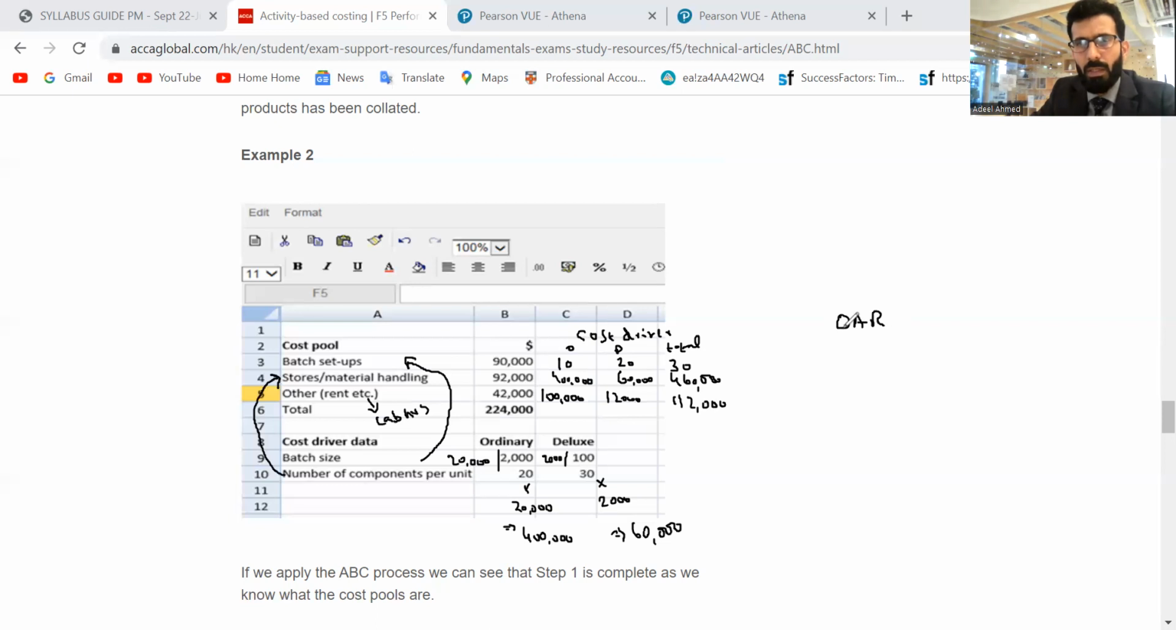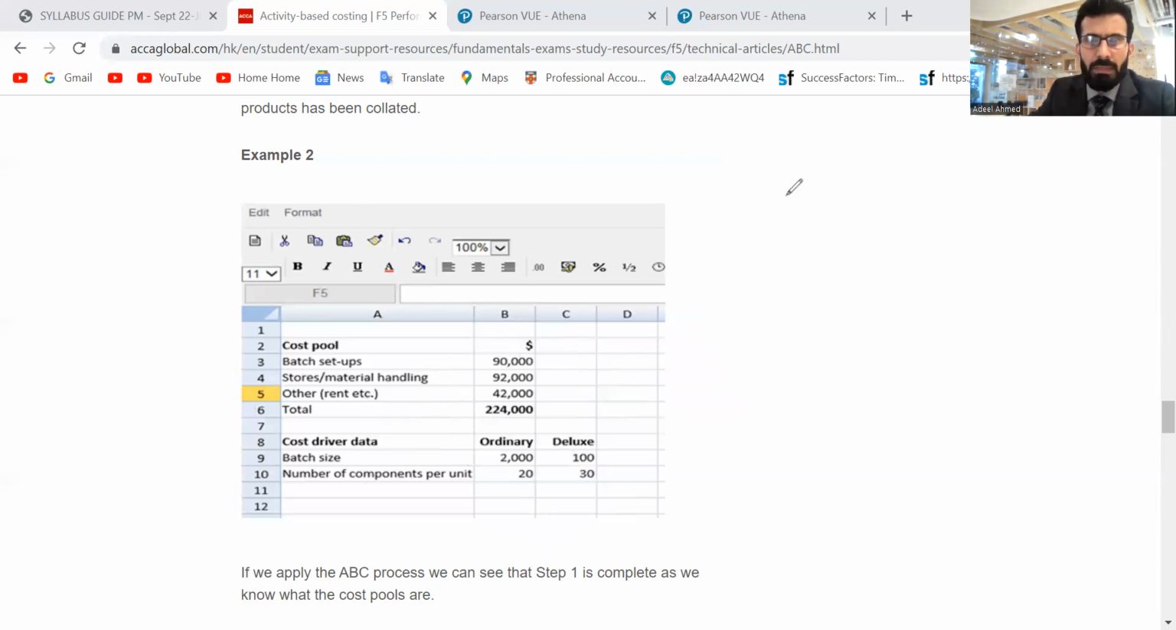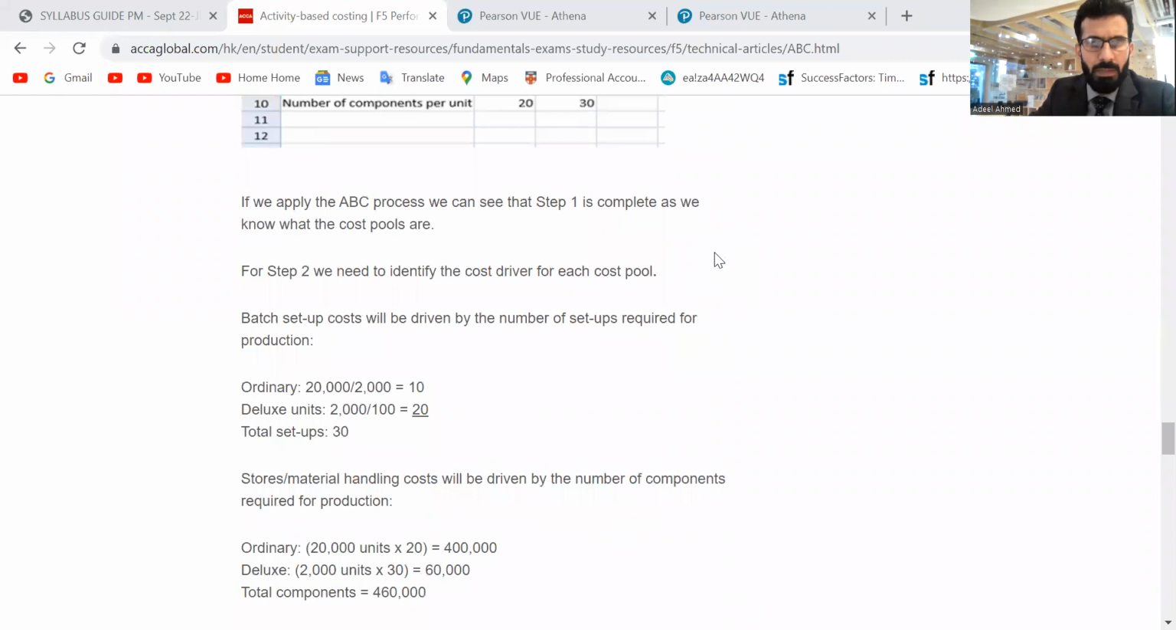We will be calculating the overhead absorption rate, which is if I take the total amount of overheads, 90,000, and divide it by the total number of setups which we have. The same goes for material handling: 92,000 would be divided by 460,000, and the other cost, 42,000, divided by 112,000. So as a result, we will end up calculating the overhead absorption rates. So let's move on into the example and see how much the overhead absorption rate is.